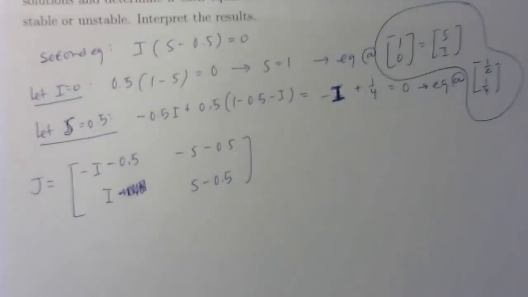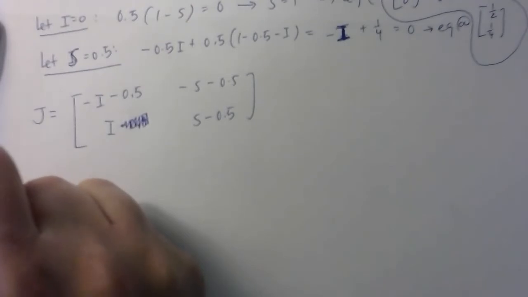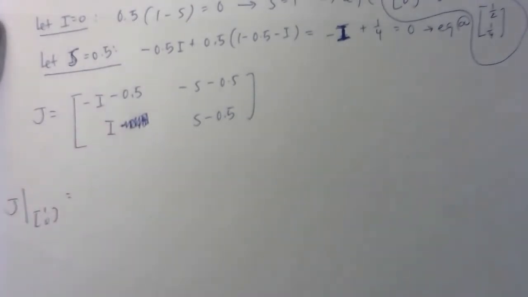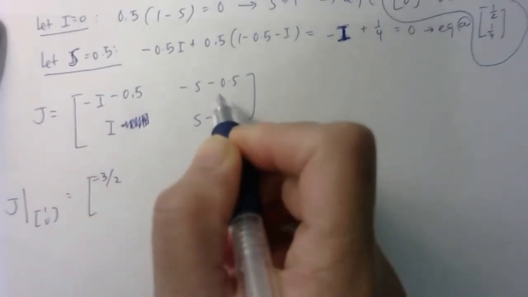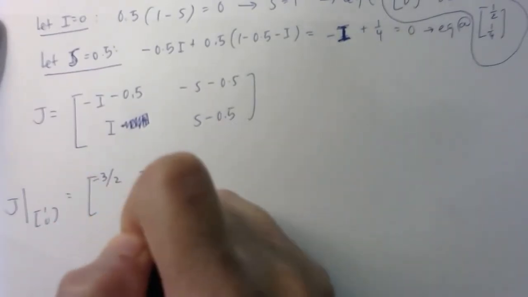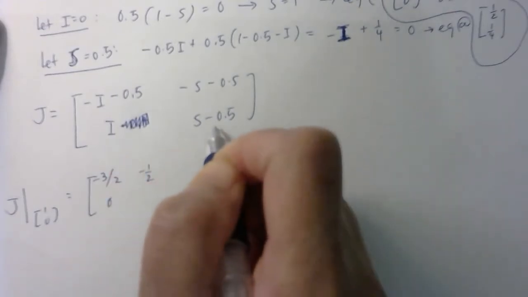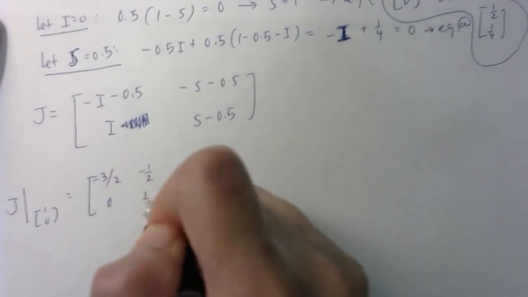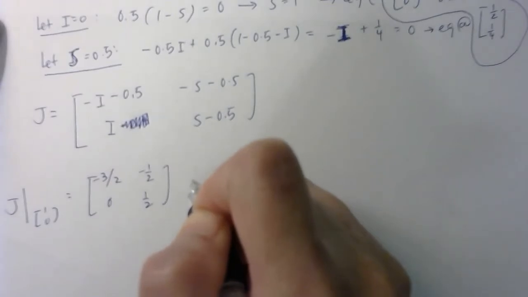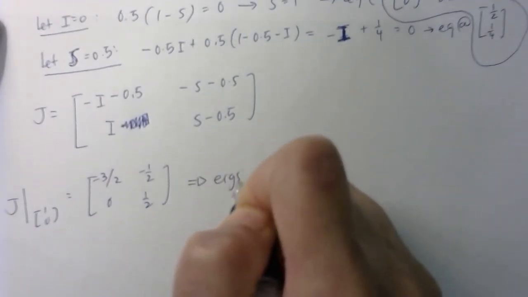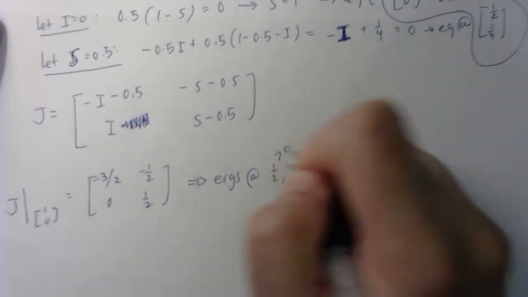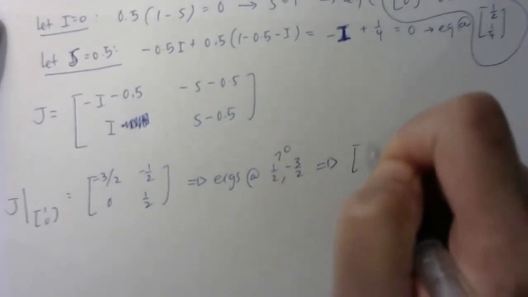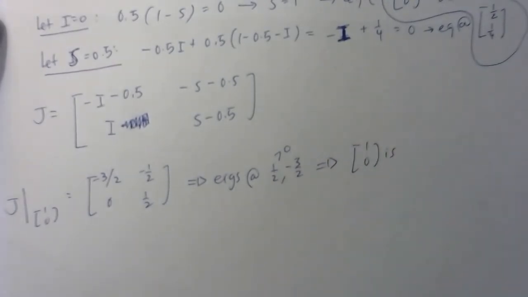Okay. So the Jacobian at 1, 0: 1 minus a half is minus 3/2. 0 minus a half is minus 1/2. I is 0, s is 1, so 1/2. This implies the eigenvalues are 1/2 and minus 3/2. So this one being greater than 0 implies that (1, 0) is an unstable equilibrium.